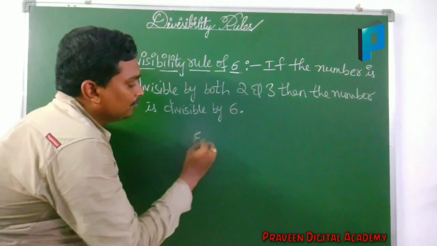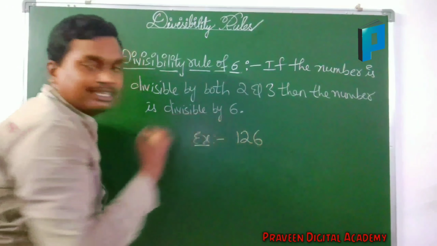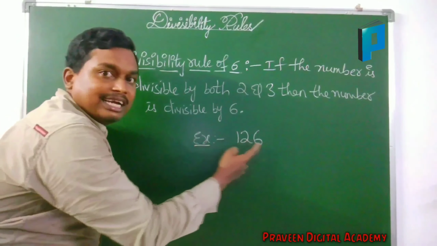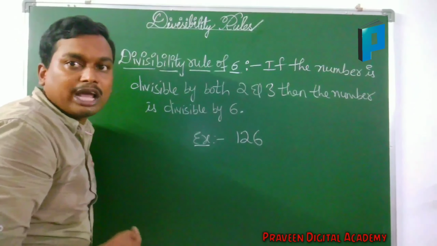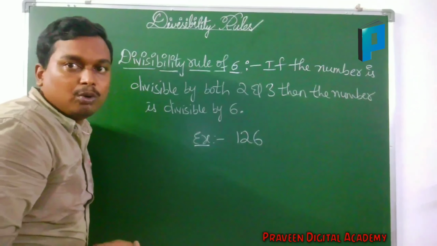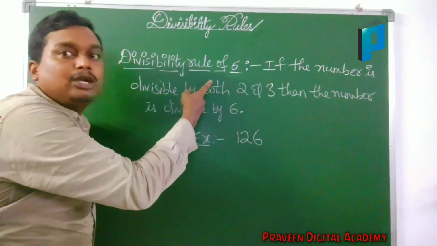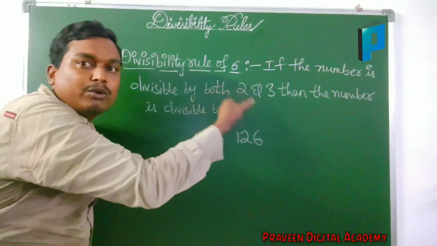For example, if you have a question like 126, you check this 126, whether it is divisible by 6 or not. For that you do not have any divisibility rule. Here what will we do? We will check whether this one is divisible by 2 and 3 or not. We already know the divisibility rules of 2 and 3.